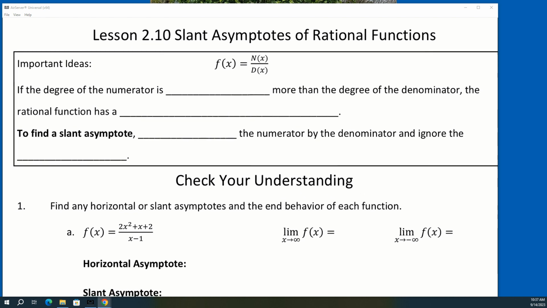All right, so a slant asymptote is like a regular asymptote, except it's going to be a slanted line. So instead of vertical or horizontal, it's going to be slanted. So it's still going to be a line that the graph is going to approach, but like I said, it's going to be slanted. So if the numerator degree is exactly one more than the degree of the denominator, then the rational function has a slant asymptote.